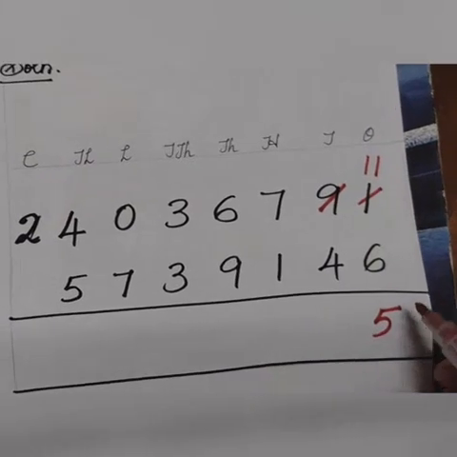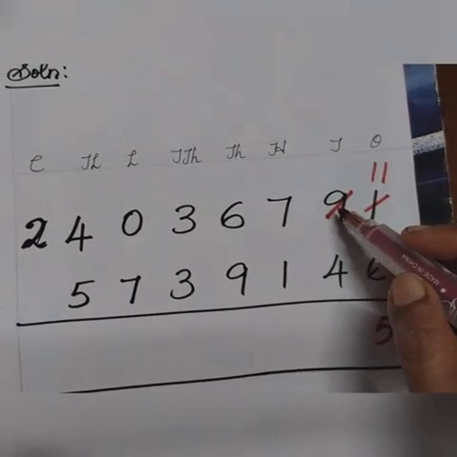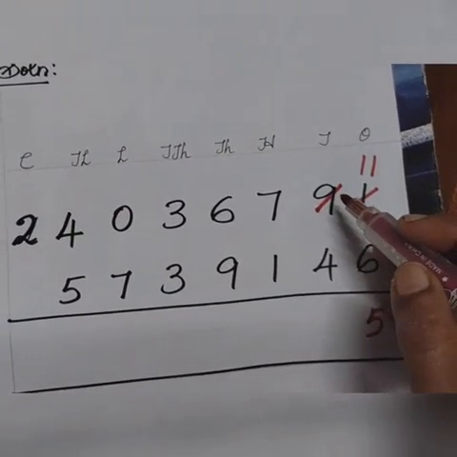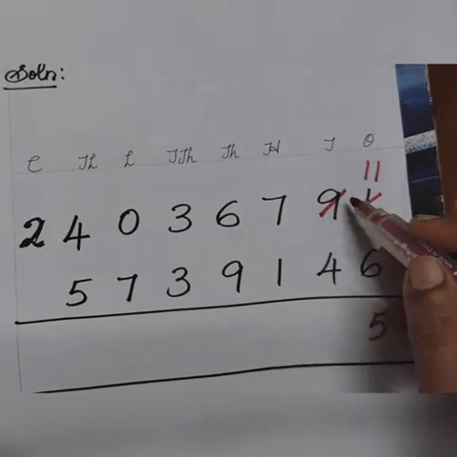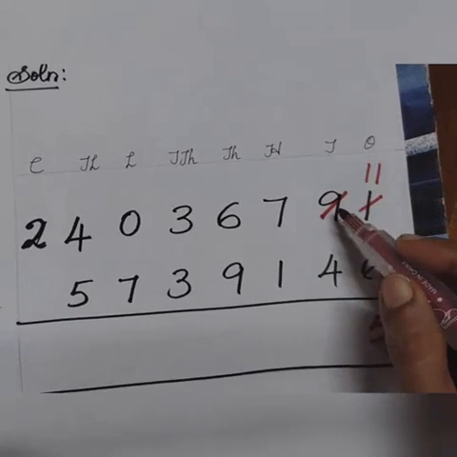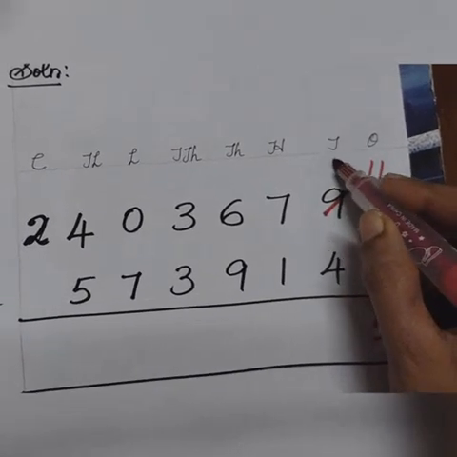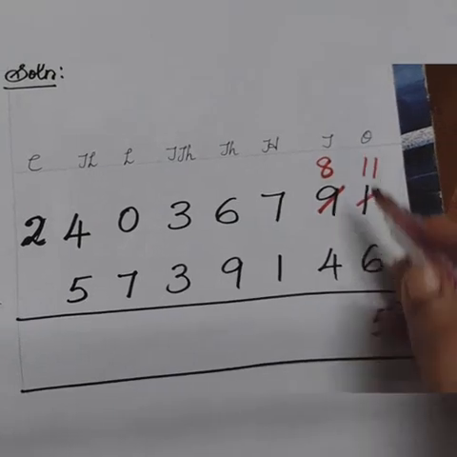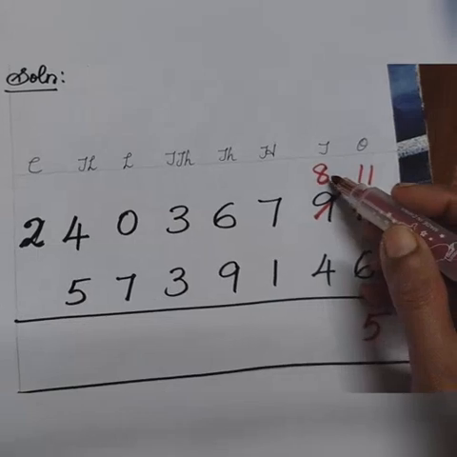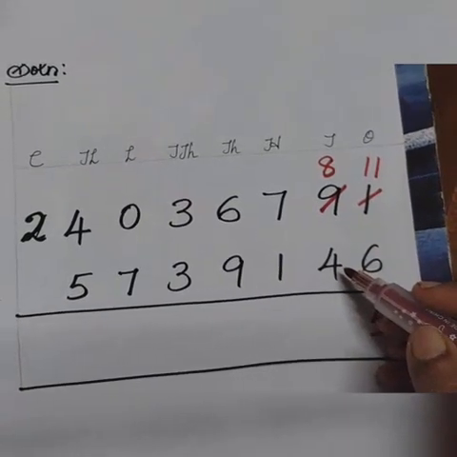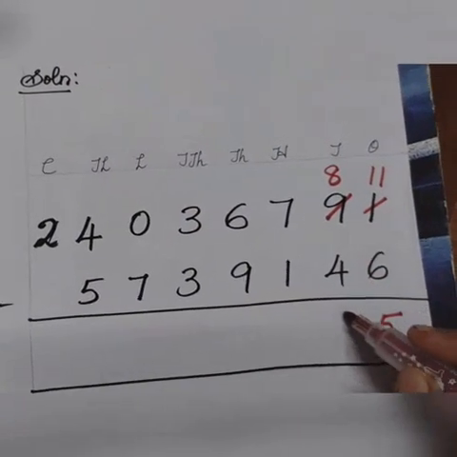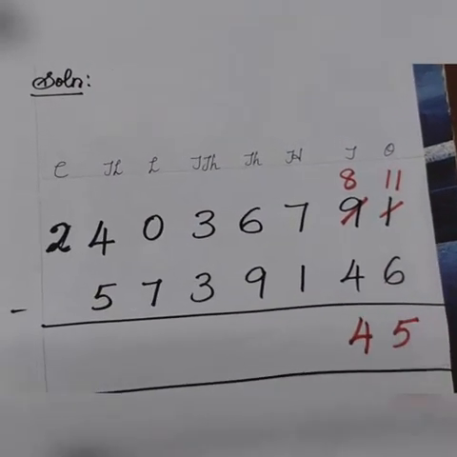Okay children. So here we borrowed from the tens place. There 9, already 9 is there. Now what is left there? Yes, 1 left from 9, is it not? So what's the remaining number? 1 left from 9, so yes, 8. Yes, 8 is there in the tens place. Okay children, now we have to subtract 8 minus 4. What is 8 minus 4? Yes, 8 minus 4 is 4.